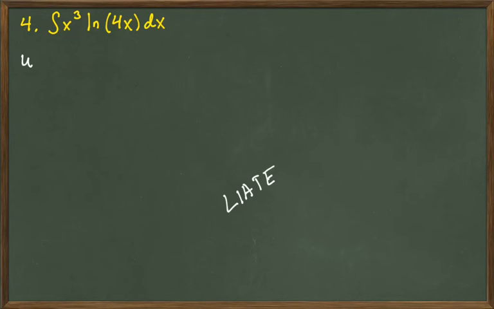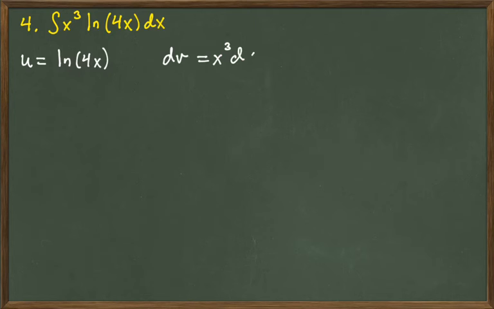Let's check it out. Okay, so we got the integral of x cubed natural log of 4x dx. Again, for our LIATE here, we'll start out with our u probably being the logarithm. Okay, so that's what comes first. All right, so u is the natural log of 4x. Differential dv will be the rest of the integrand, x cubed dx. So differential du is 1 over 4x times 4 by the chain rule, dx. And v will be x to the 4th over 4.